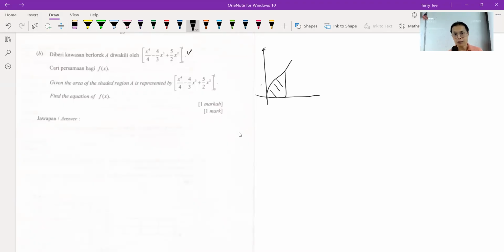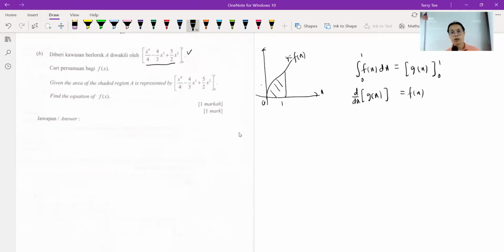This is your integration. Okay, when you integrate y equals fx, you get the shaded region. Your shaded region is integration of fx, right? So when you integrate fx, maybe I write over here, I get this whole function, let's say gx, right? And let's say the limit in this case is 0 to 1. So integrate fx, you get gx. Differentiate gx, you get back your fx, right? So this entire thing is your gx. I want to find fx.